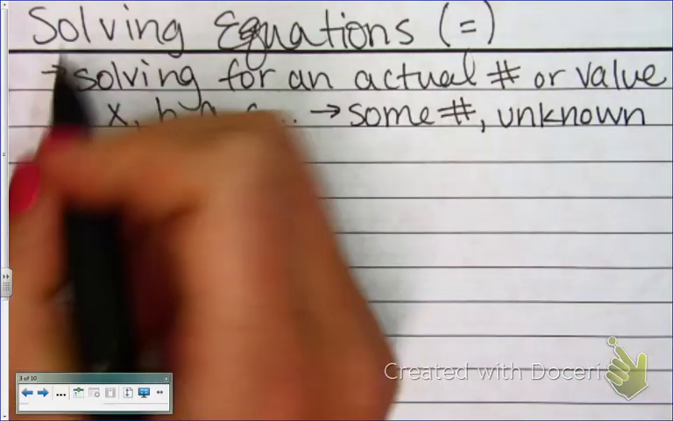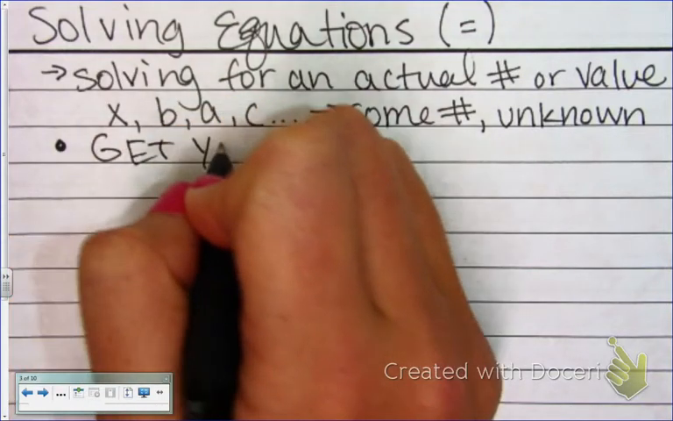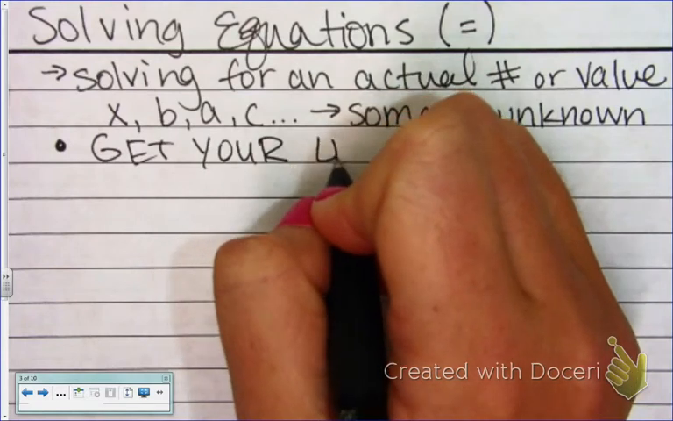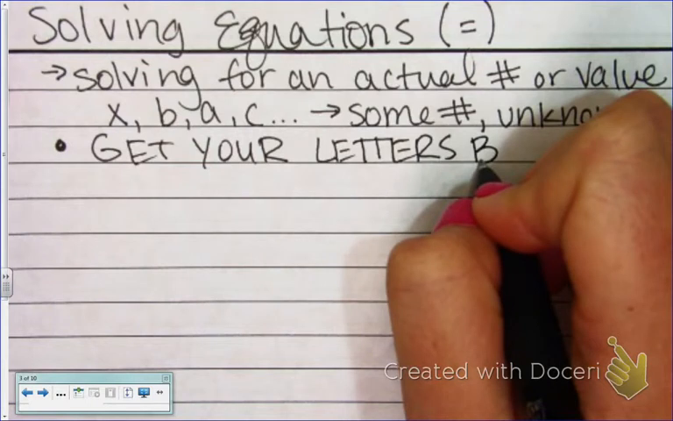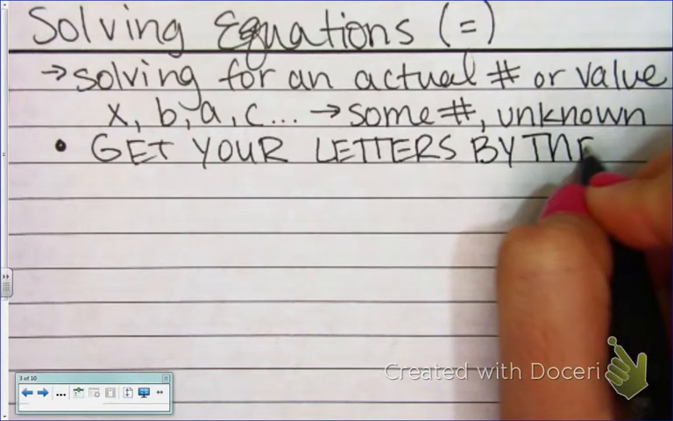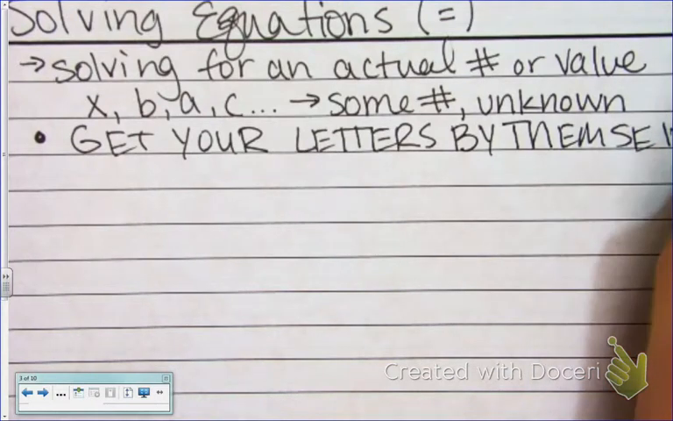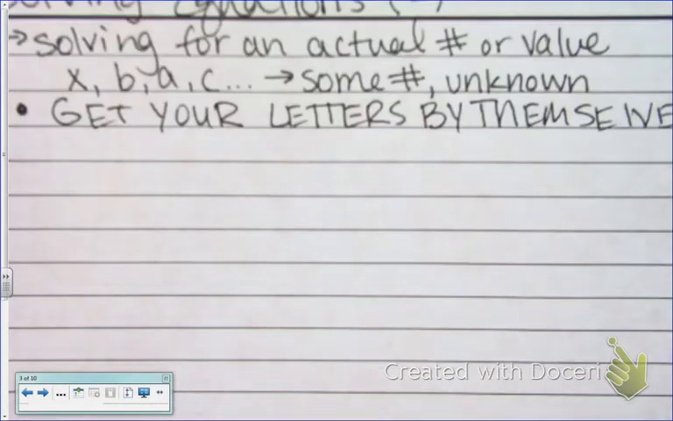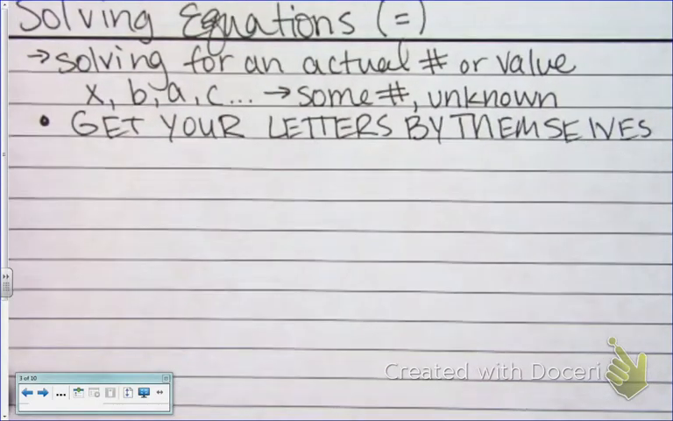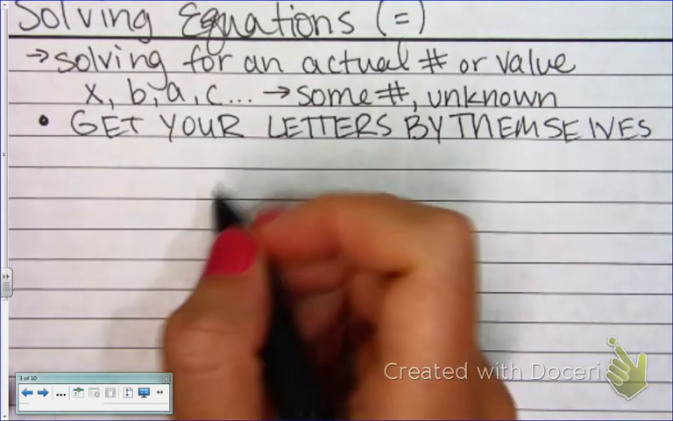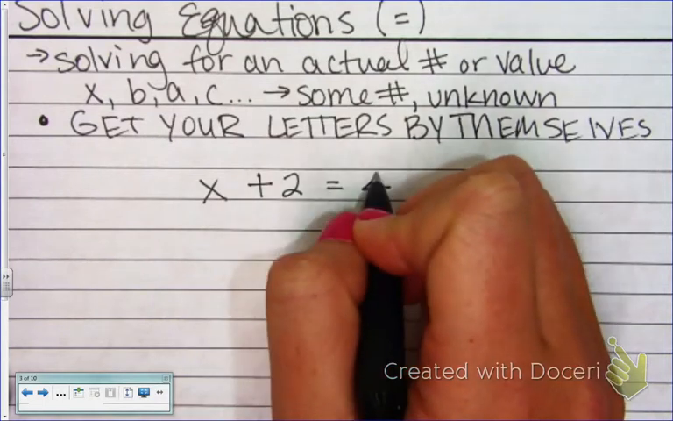Okay. Now the key here, the goal of all of this, is to get your letters by themselves. Okay, so get your letters by themselves. Now in this case, we're not going to have multiple letters. We're just going to have one set, but eventually we will have more. All right, so we're going to start off with an easy one. X plus 2 equals 4.